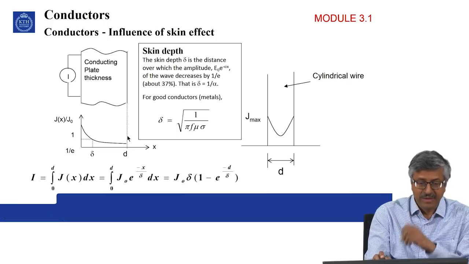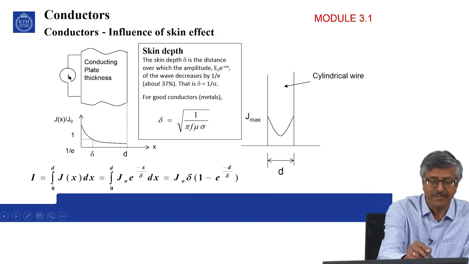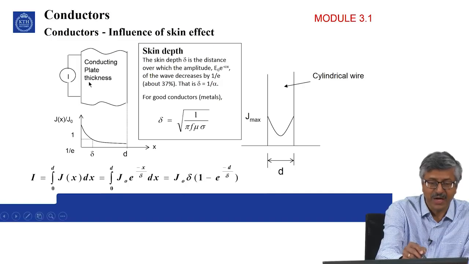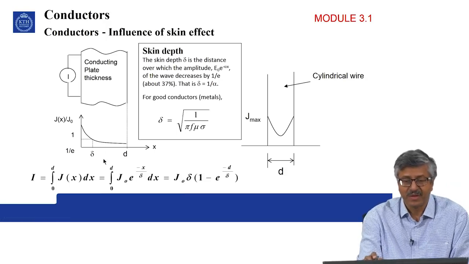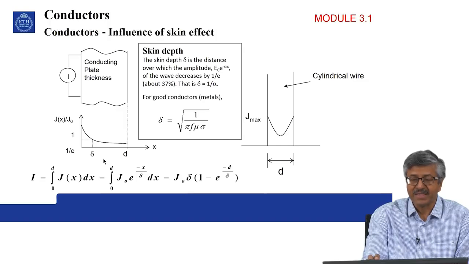But what happens when conductors are subjected to high frequency? When a high frequency current is passing through this, the magnetic fields tend to crowd, or the currents tend to crowd, along the surface of the conductor. So, you have maximum current density along the surface and the current density reduces as you go deeper into the conductor. So, then you can define a condition like this. The skin depth delta is the distance over which the amplitude E0 times e to the power of minus alpha x of the wave decreases by 1 by e. That is, alpha is the propagation constant that you have seen in chapter 2.